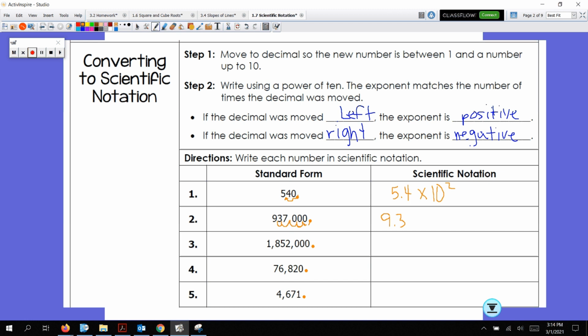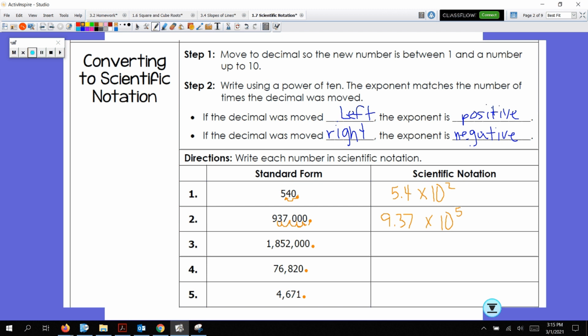So now I have 9.37. And don't write all the zeros. That's why we're doing this. We're writing really big numbers in a fancy, compact way. So 9.37 times 10 to the, how many times did I move my decimal? 1, 2, 3, 4, 5, to the 5th power. That's my exponent.